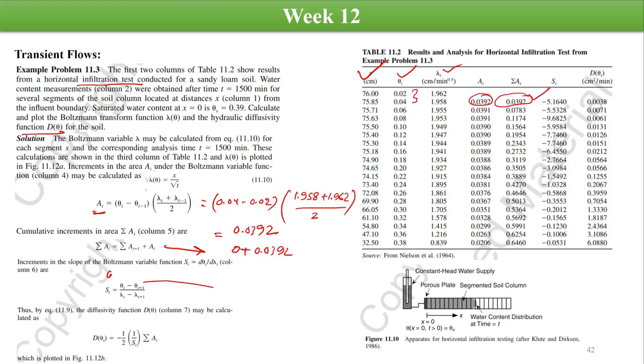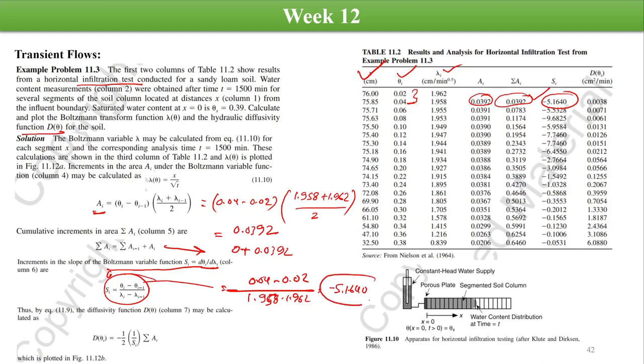Now we need to determine the Boltzmann variable function Si, that is equal to d del theta upon del lambda I. It can be calculated for small intervals as theta I minus 1 upon lambda I minus 1. So what is the value of theta I? The value of theta I here is 0.04 minus 0.02 upon lambda I minus 1, which is 1.96958 minus 1.962. The value of Si will come out to be negative, and that will be minus 5.1640.